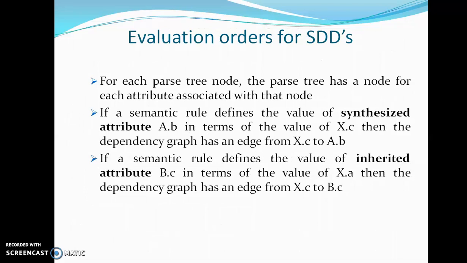Then how to evaluate syntax-directed definitions? For each parse tree node, the parse tree has a node for each attribute associated with that node. If a semantic rule defines the value of synthesized attribute A.B in terms of the value of X.C, then the dependency graph has an edge from X.C to A.B. If a semantic rule defines the value of inherited attribute B.C in terms of the value of X.A, then the dependency graph has an edge from X.C to B.C.